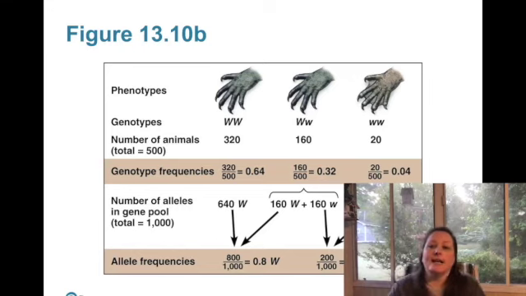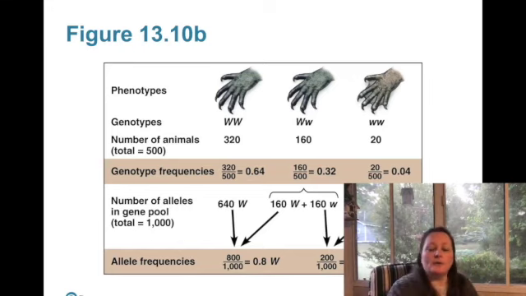32% are heterozygous, and only 4% are homozygous recessive. Now, when you notice the next one where it says number of alleles in the gene pool, and you're looking at that saying total 1,000, and you go, where in the world did they get the 1,000? It's because you've got one gene from mom, one gene from dad. So where you have 500 animals, each animal has 2 of these alleles. So that makes 1,000 because 500 times 2 is 1,000.